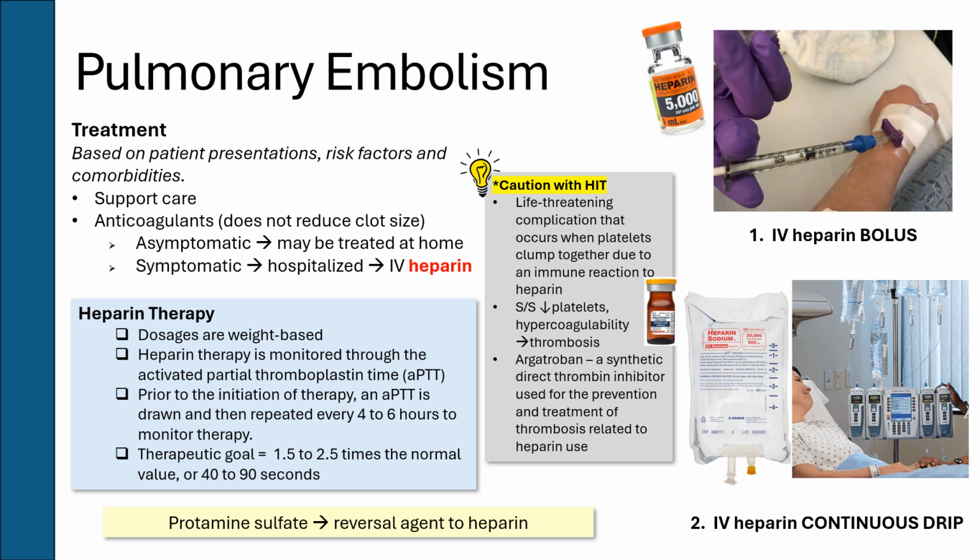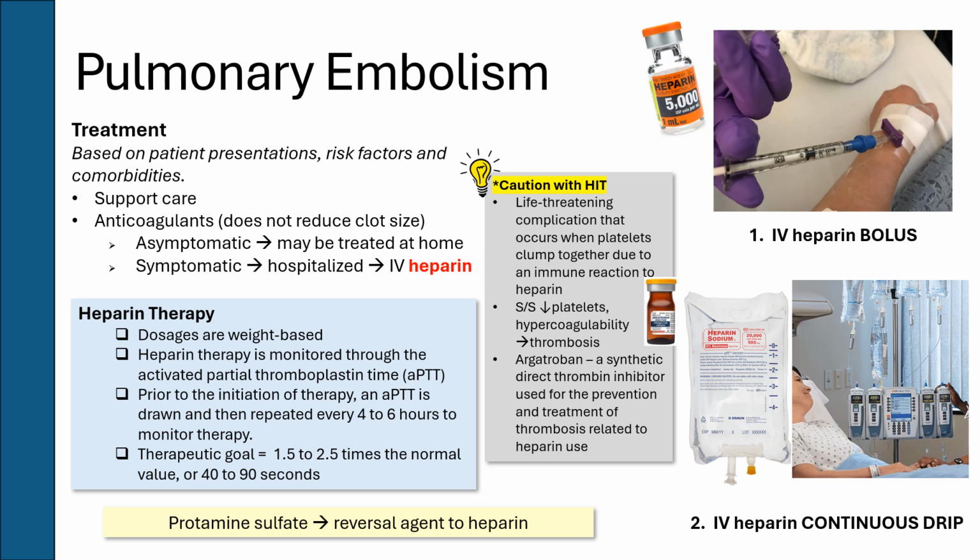That's going to be activated partial thromboplastin time. Usually we're going to get a baseline PTT, and then we're going to get a PTT every 6 hours after that until we reach therapeutic goal at least twice. The therapeutic goal is going to be 1.5 to 2.5 times the normal value, or 40 to 90 seconds. And pharmacy will manage this, but you should be aware. If you have the blood drawn and twice in a row it's within therapeutic goal, then your lab draws will become less frequent. Instead of every 6 hours, it will change to like every 12 hours and then every 24 hours once the patient becomes therapeutic.